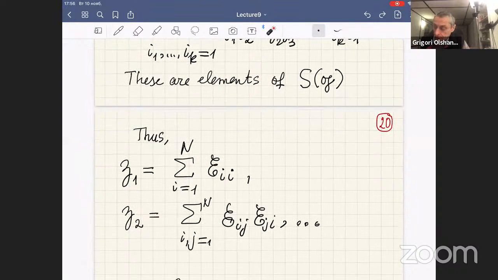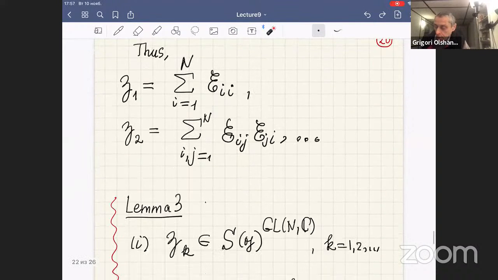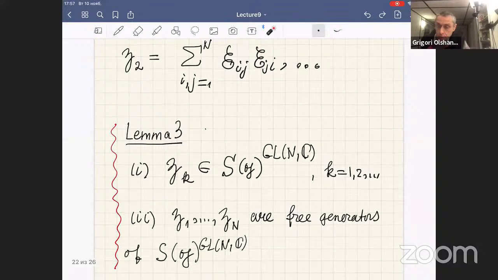So, for instance, the first element is just the trace of E, the sum of diagonal matrix units. Z2 is the sum of such a type, and so on. The next lemma is as follows. All these elements are invariants in the symmetric algebra. And if you take the first n elements, then we get the free generators of the subalgebra of invariants.